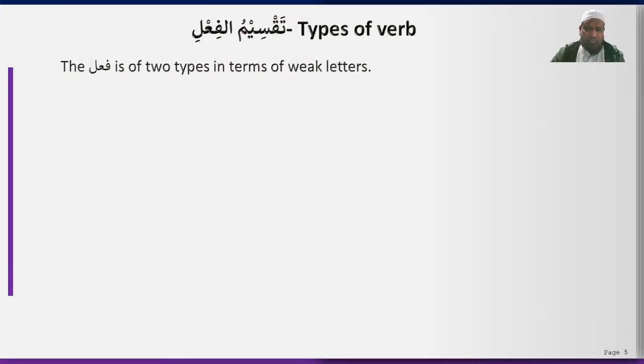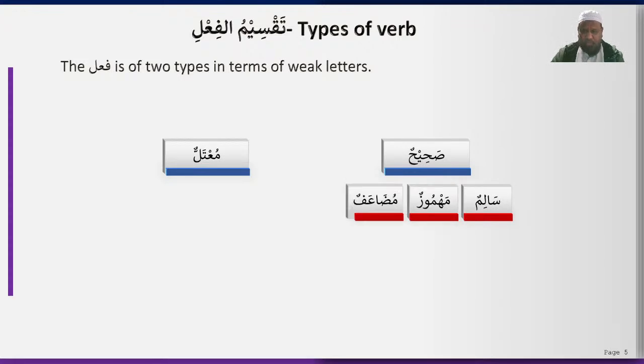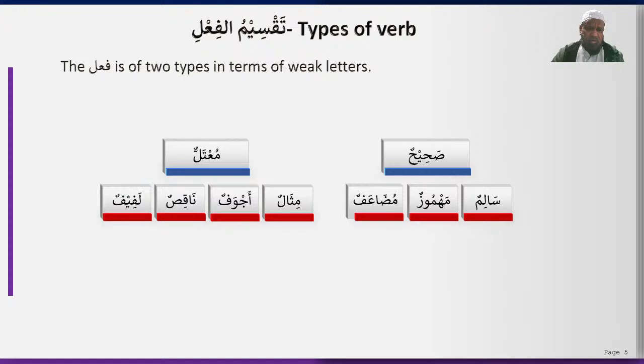The fi'l is of two types in terms of weak letters: sahihun and mu'tallun. Sahih is of three types: salimun, mahmuzun, and mudha'afun. Mu'tal is of four types: mithalun, ajwafun, naqisun, and lafifun. Sahih, three types: salimun, mahmuzun, mudha'afun. Mu'tal, four types: mithalun, ajwafun, naqisun, lafifun.